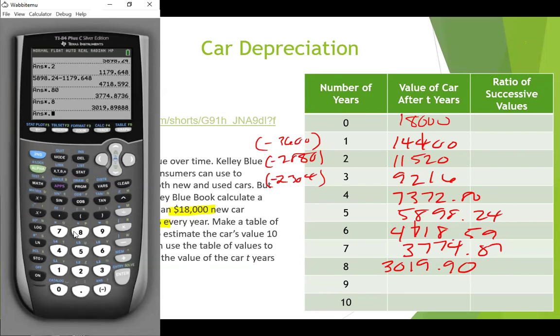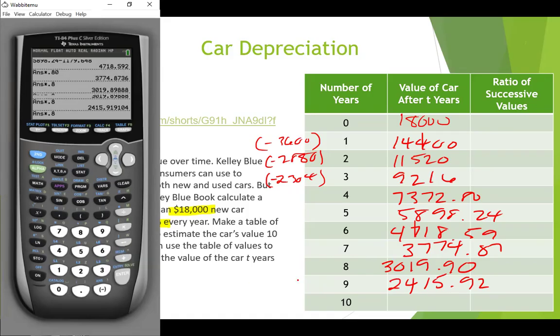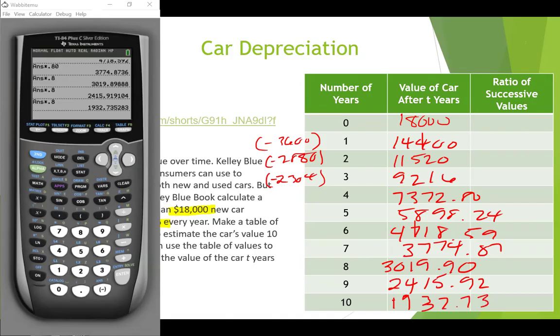I'm retaining 80% the next year, which puts me at 2,415 and 92 cents. And again, I'm retaining 80% again, which puts me at 1,932.74. Got it round correctly. Okay. So do you see how understanding how the percentage works actually ends up saving you time in calculations?